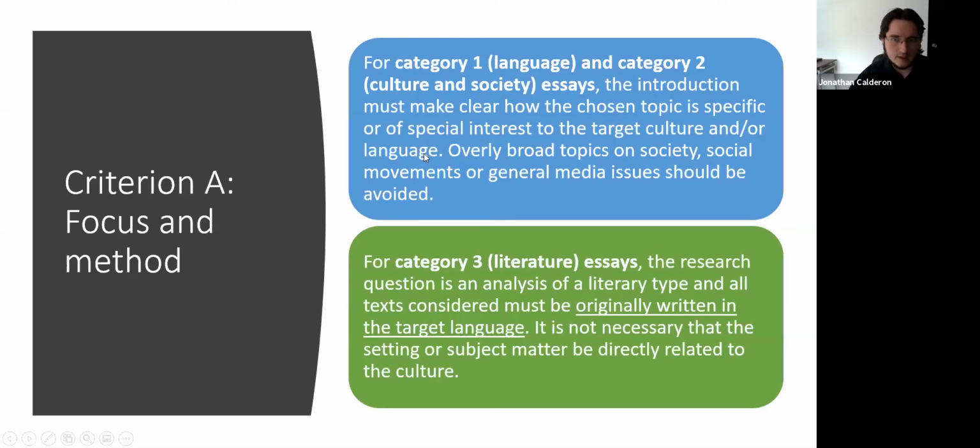What does this mean? If I am going to analyze language and I'm going to analyze culture and society, it has to be related to a specific target culture or to a specific form of the language. Which language? English. Which cultures? English speaking cultures, okay?